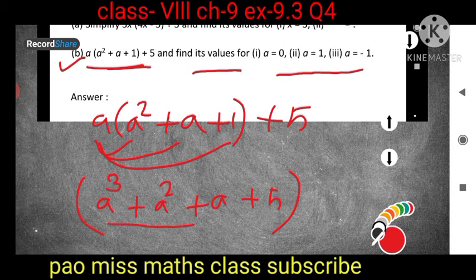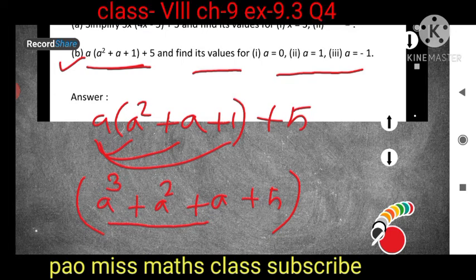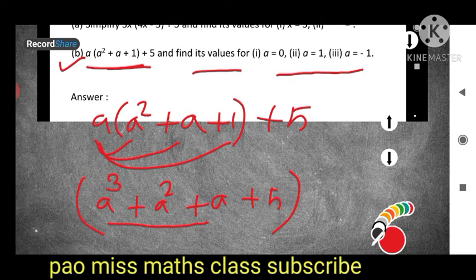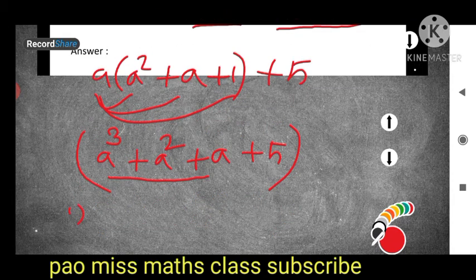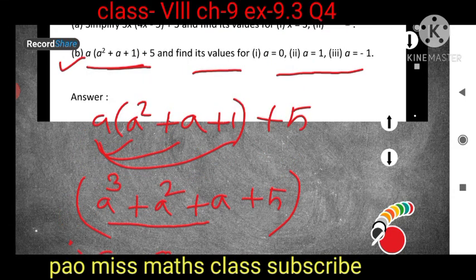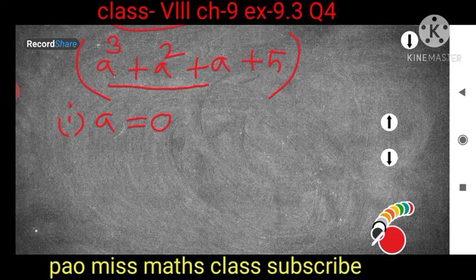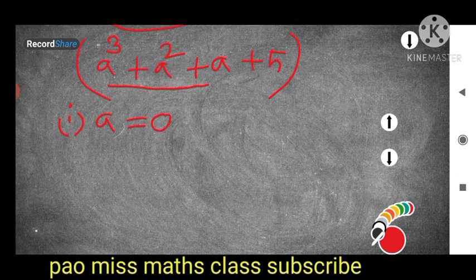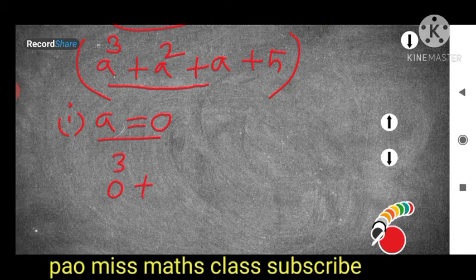Now they are in plus, and they are different terms, not like terms, isn't it? If they are like terms then we can add them, but they are unlike terms, so we cannot add, so it will remain the same. Now for the first one, a equal to 0 is given. So if a equal to 0 is given, then instead of a, what will you put? 0, isn't it? 0 to the power 3 plus 0 to the power 2 plus 0 to the power 1.